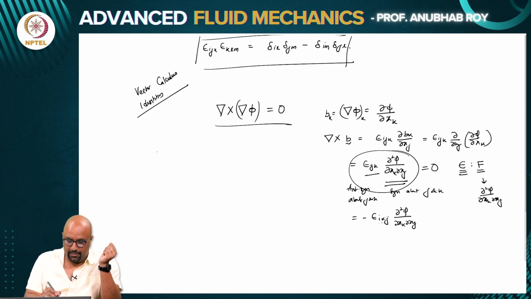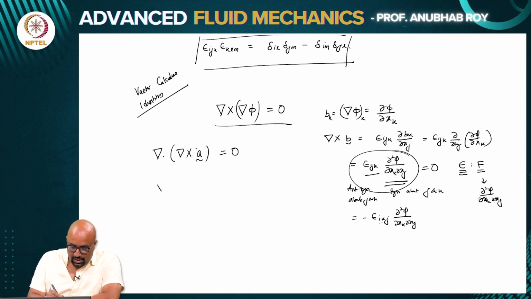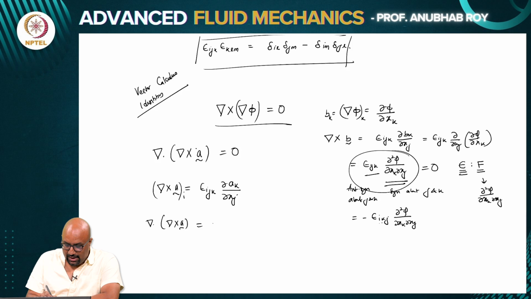So that's the proof for this quantity. Similarly, divergence of a curl. This also is an identity that is 0. Now, if you have to prove this, curl of a vector, its ith component, is epsilon ijk dou ak dou xj. If I now do a divergence of this, I am expecting a scalar here, which would be dou xi of epsilon ijk dou ak dou xj.